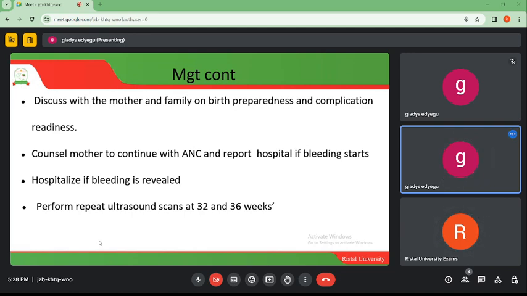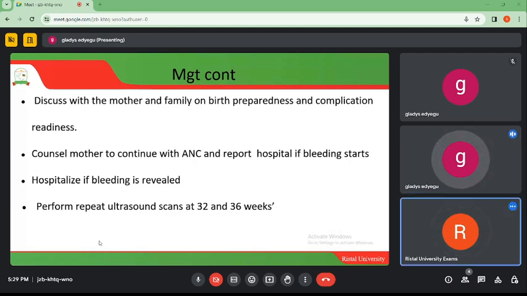Then also counsel her to continue with the ANC and report to hospital if bleeding starts. So you have to counsel. When you counsel, you tell her to continue with her ANC, and as she continues with her ANC, also tell her that there is need for her to come to the hospital in case she starts bleeding. Some mothers will tell you, I was told to go back last week, but I could not go because I had this problem. And she may end up with a problem by the time she comes. She's already having a serious complication.